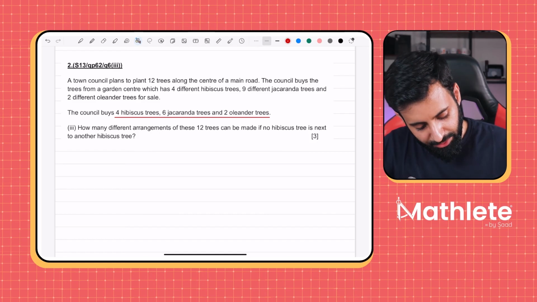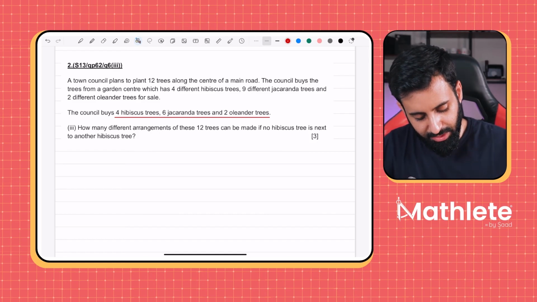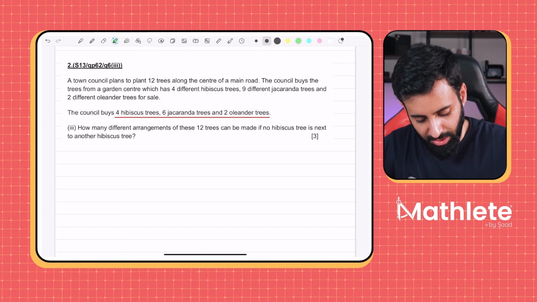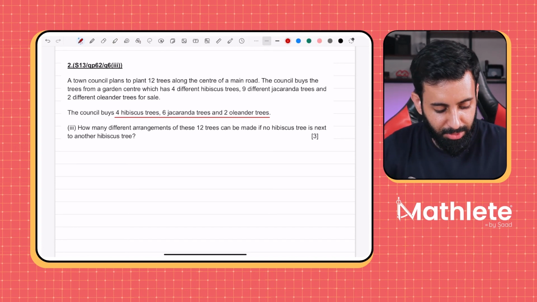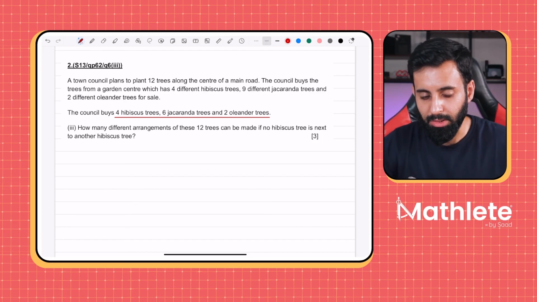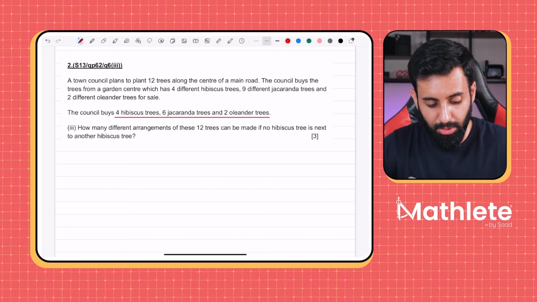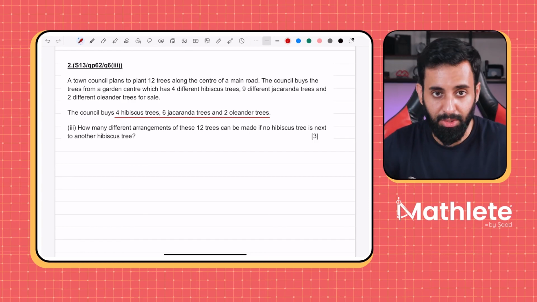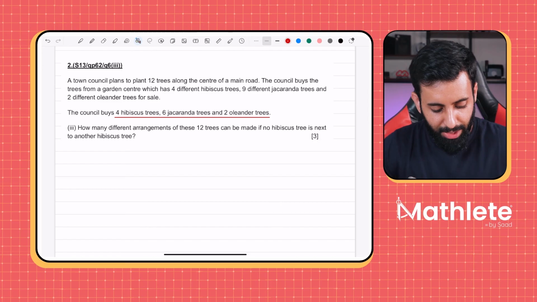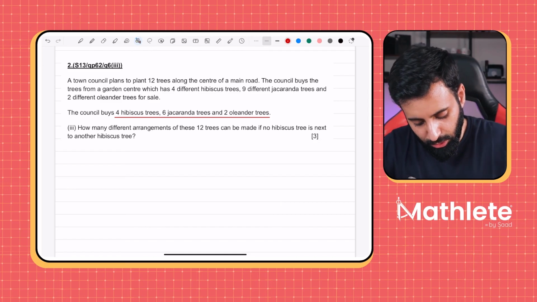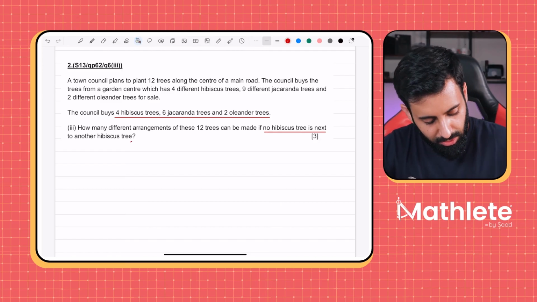Okay, how many different arrangements of these 12 trees can be made if no hibiscus tree is next to another hibiscus tree? Now, because we have more than 2 hibiscus trees, we can't use the total minus together approach here, okay? If, let's say, there were 2, or if we were doing this for oleander trees, we could have done that. So we have a total of 12 trees, so we're not going to make 12 blanks. We have to make sure that there is no hibiscus tree next to another hibiscus tree.